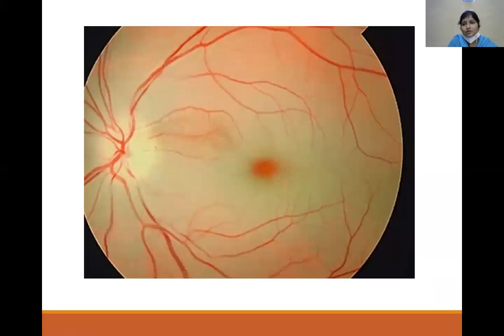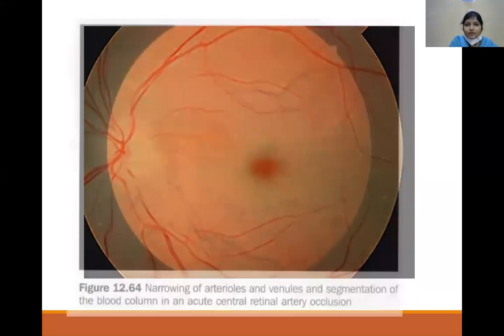There are other disorders also where a cherry red spot is visualized. That is in case of gangliosidosis like Tay-Sachs disease, Niemann-Pick disease, and sphingolipidosis. In all these cases we see a cherry red spot.